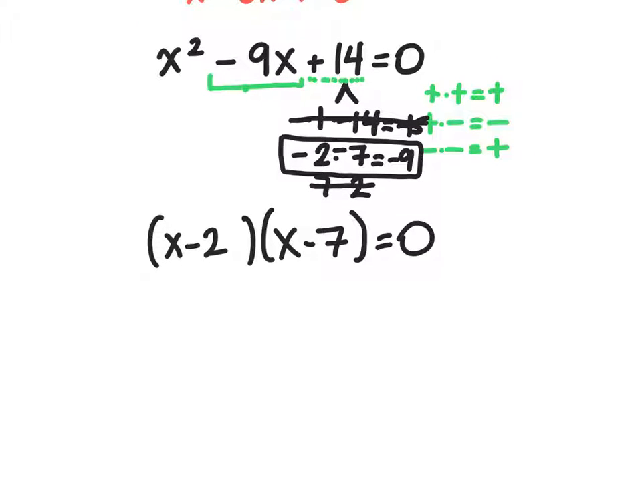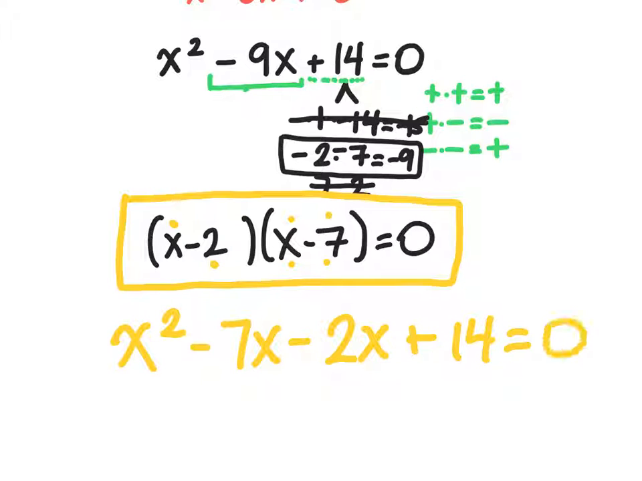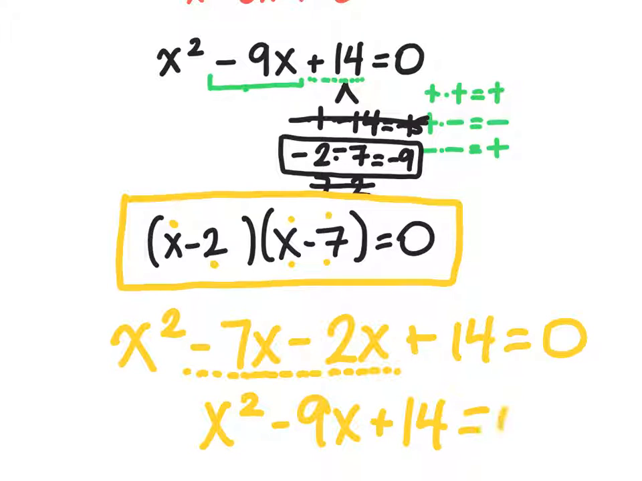Again, we can check our work with foiling. So even though this is our factored form, let's check our work. So we'll say x times x will give me x squared. X times negative 7 will have negative 7x. Negative 2 times x will be minus 2x. And then negative 2 times negative 7 will give me positive 14 equals 0. When I combine my like terms, we'll have x squared minus 9x plus 14 equals 0. And I see that's exactly what I started with.